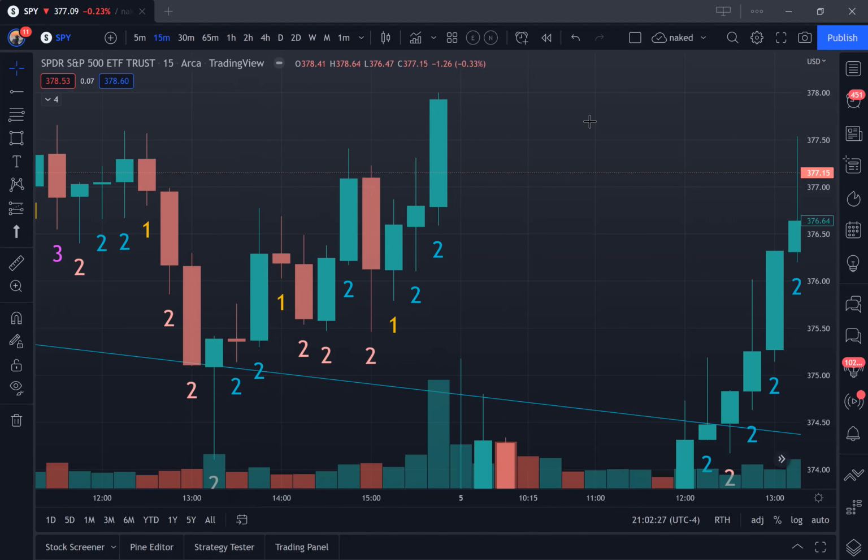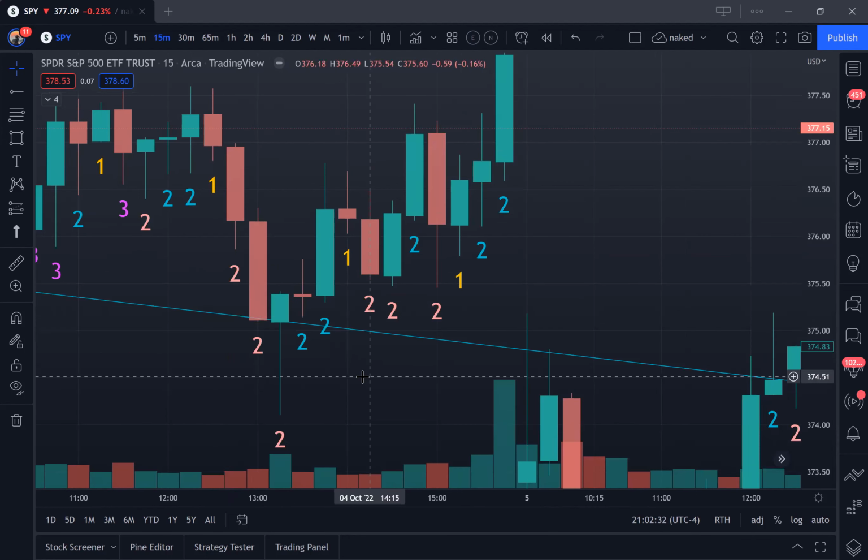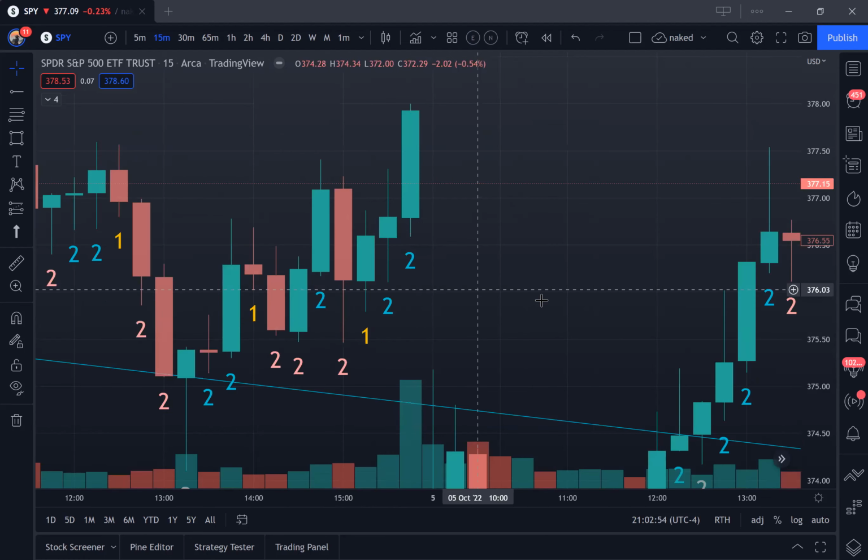What's the 2 candle again? A 2 candle is a directional candle. It essentially breaks one direction of the previous bar. So if it breaks the bottom, this will be considered a 2 down candle. If it breaks the top of the previous one, it'll be considered a 2 up. So it's telling us that price is moving up now as opposed to down. Making sense? Yeah. Cool. All righty.